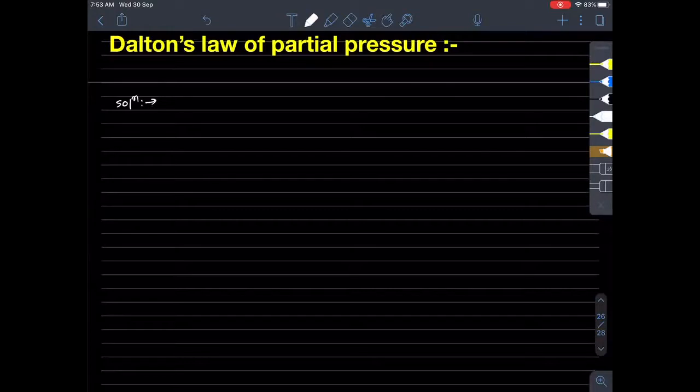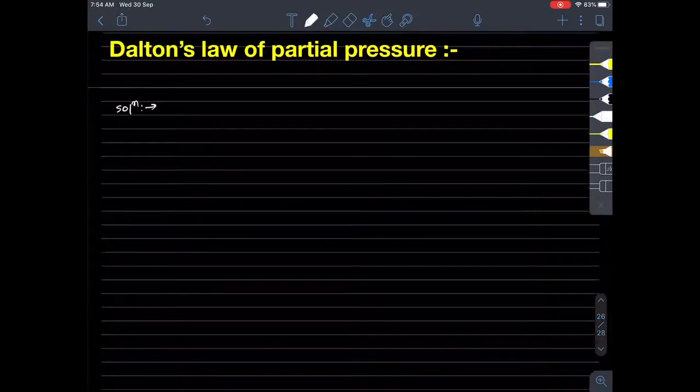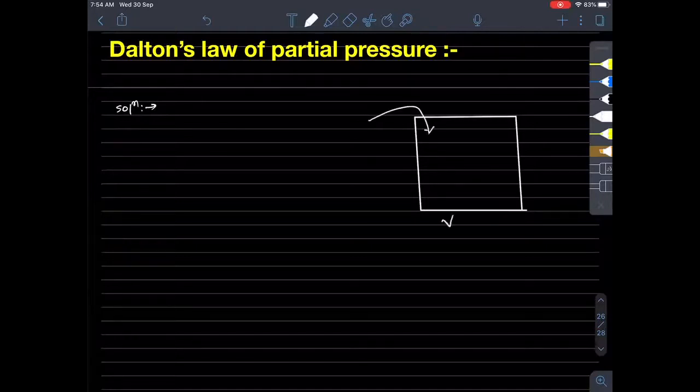So basically, suppose you are having certain gases in different containers. Rather, let us consider like this. Suppose this is a container, and I am trying to fill different gases, but one at a time, whose volume is V and temperature is T. That is fixed. That is the property of the container. It is completely closed. It is rigid.